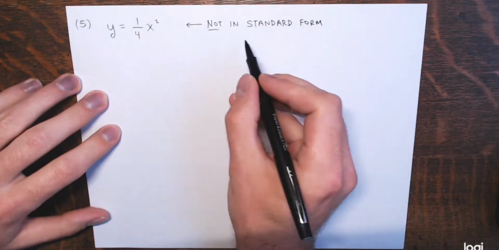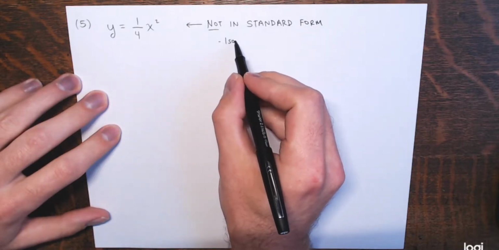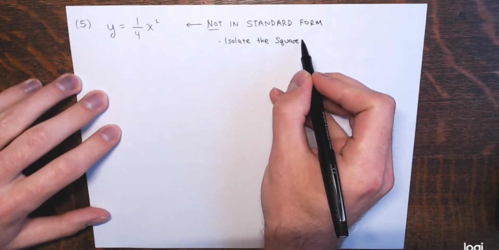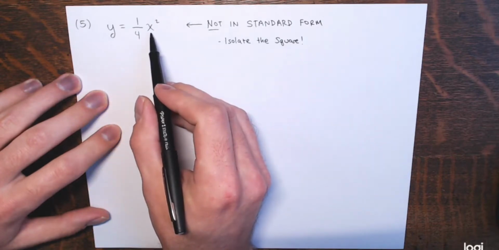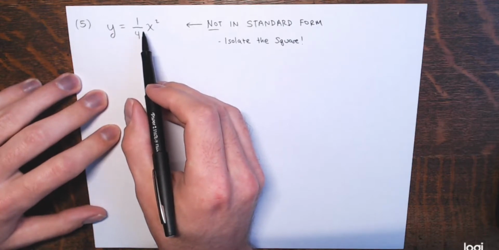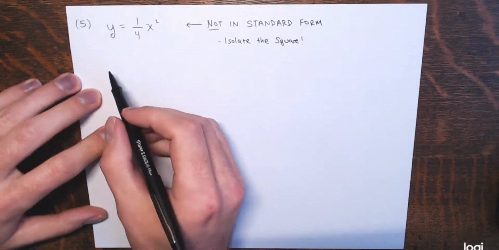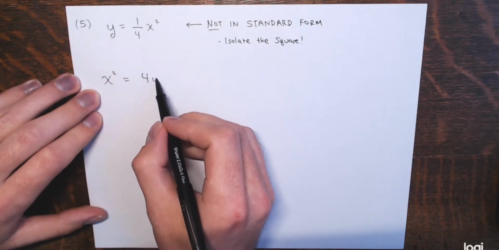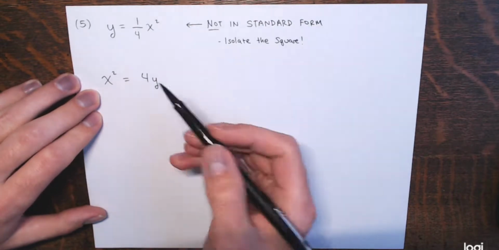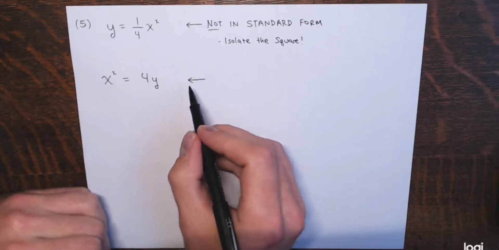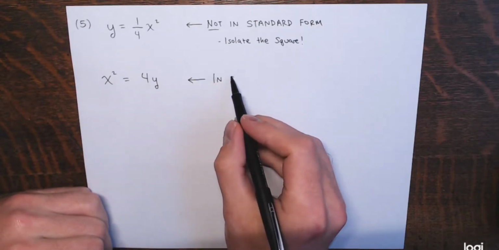Now, to get it in standard form, you need to isolate the square. Get the square alone. See how it's x squared times a quarter? That won't be happening in the standard form for a parabola. So basically I just need to multiply both sides by 4, and you'll have x squared on one side equals 4y on the other. These are the same equation. All I did was multiply both sides by 4. All right. And now we have the equation in standard form.